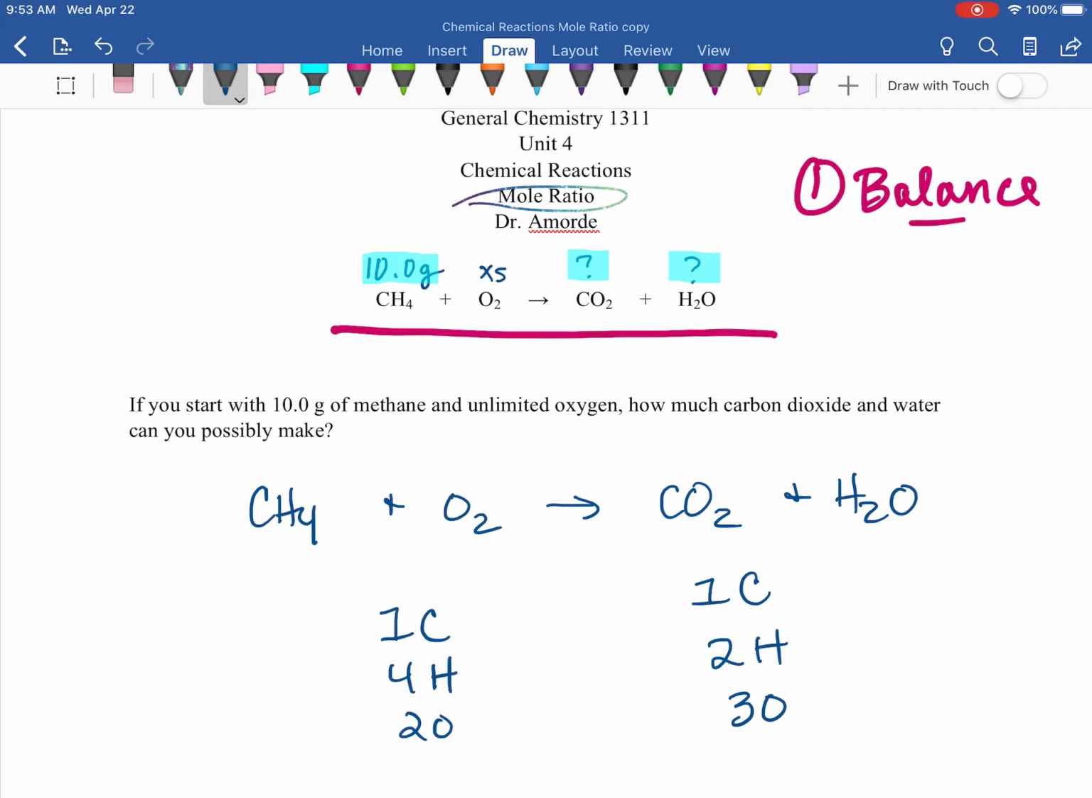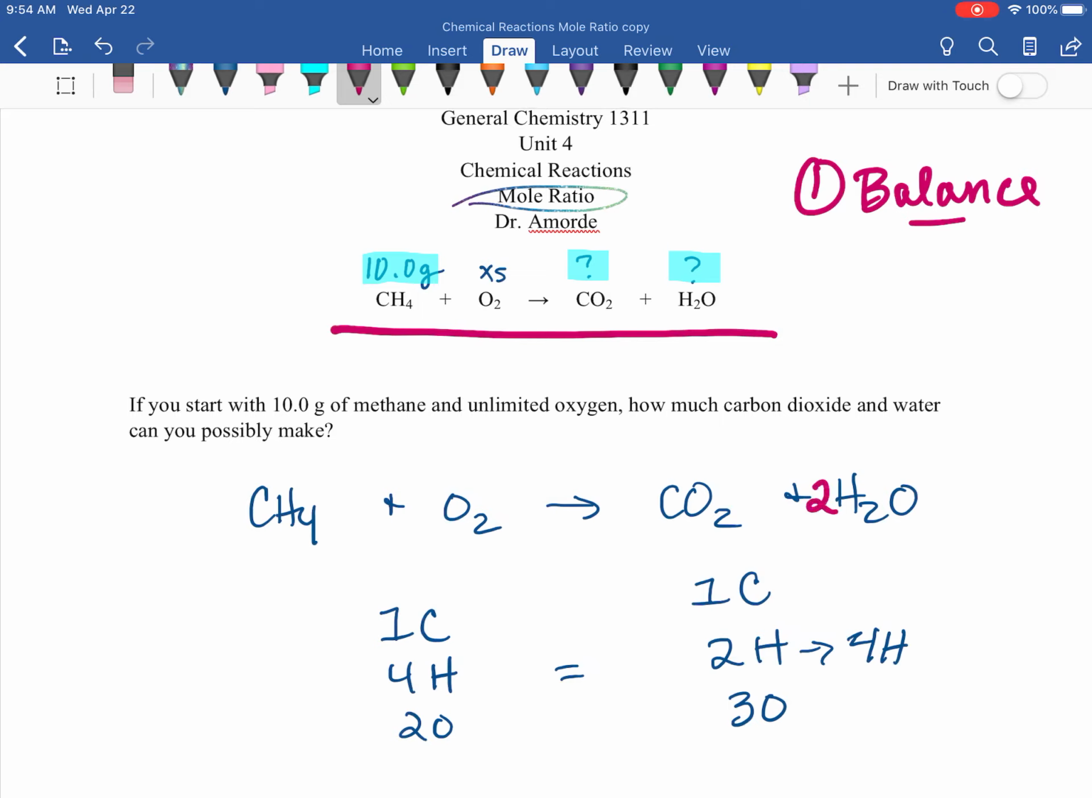2 hydrogens and 3 oxygens. So we could tell right away this is not balanced, so we can't do any math with it. It is not an equal equation yet. We need these things to equal. So we can leave the carbons the same, 1 and 1.